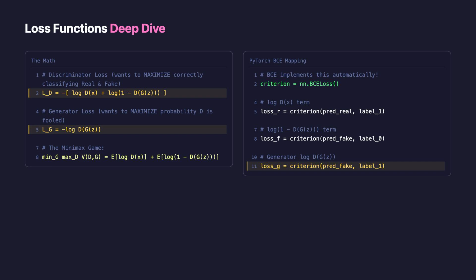Together this forms the famous minimax equation. The discriminator tries to maximize V, the generator tries to minimize it. Two players, one objective function pulling in opposite directions. This tug of war is what creates the learning.